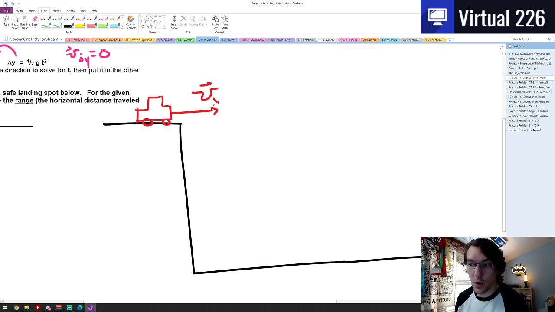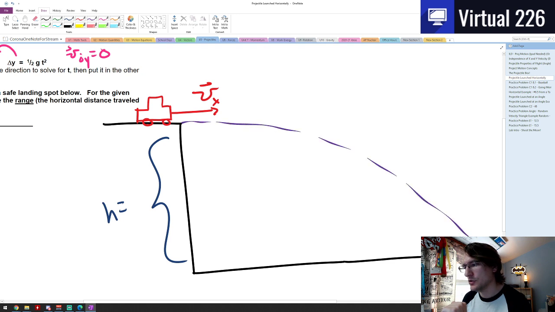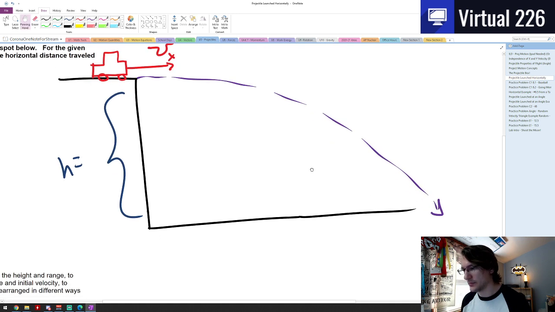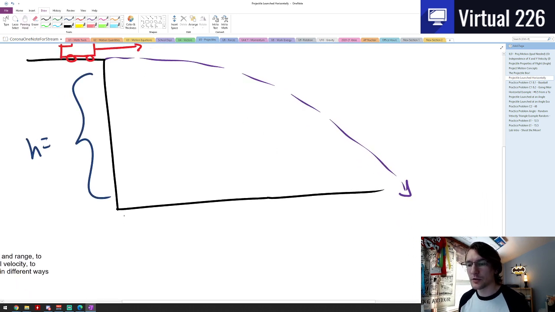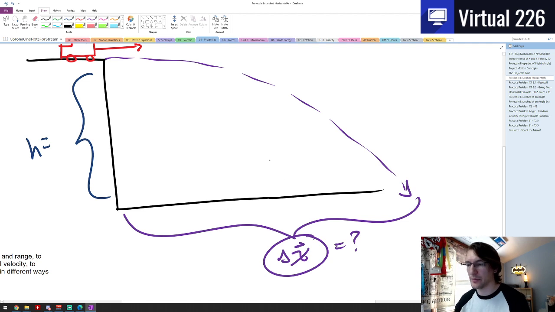So this velocity is only in the x direction. Okay, and we know this cliff is at some height h. And this car, once it leaves the cliff, is going to splat down here, break into a million pieces. What we're looking for is what is the range, or what is the delta x? How far did this car go? That's what we're looking for in this problem.